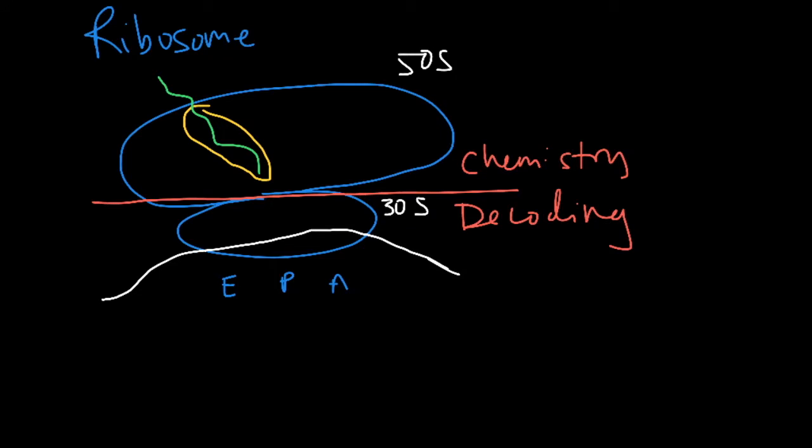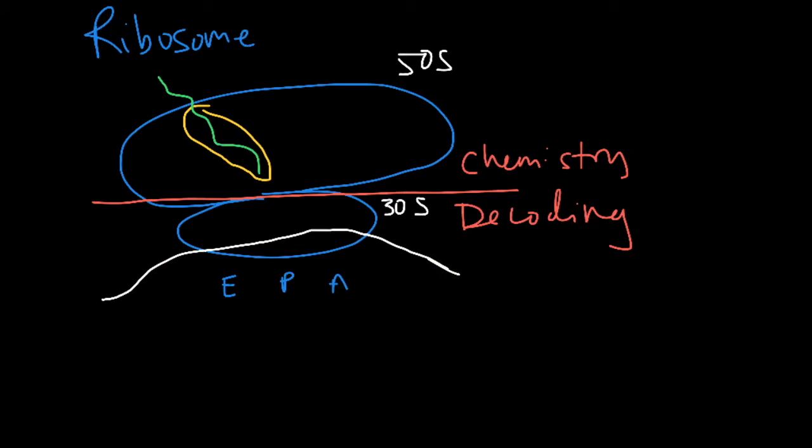Remember, there's an exit site. Oh, forgot to label that. There's an exit site right here, where the growing polypeptide chain comes out, in the exit or E site. The peptide elongates in the P site, and it enters the ribosome in the A site. This is the mRNA strand in white.